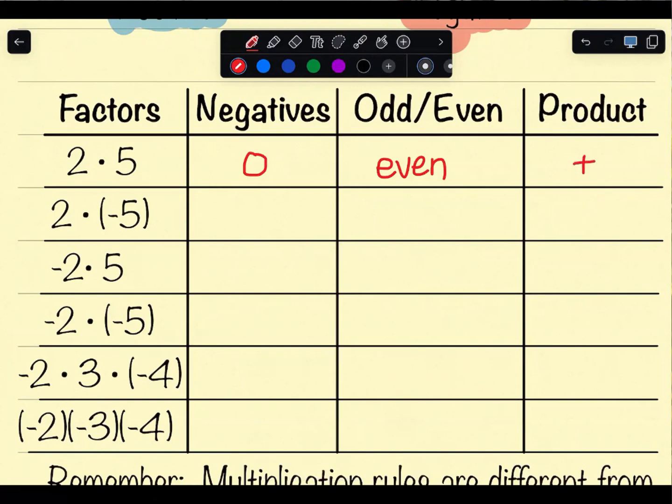2 times -5 has one negative number, and 1 is odd. And 2 times -5 is going to give us a negative. In fact, it's going to give us -10, and our previous answer would give us +10, right?